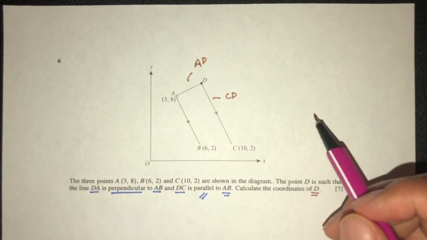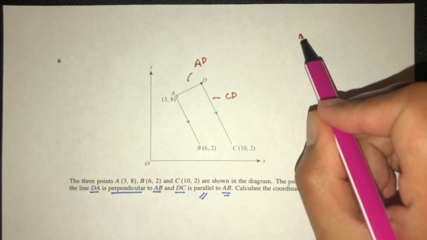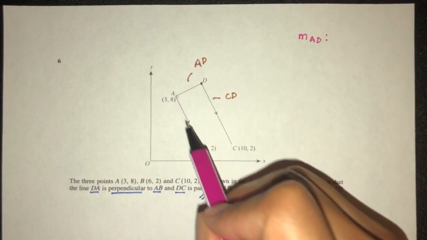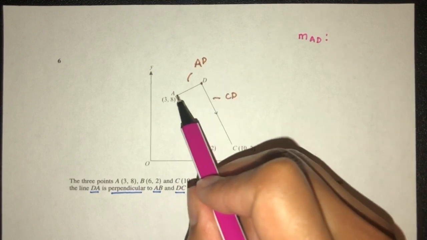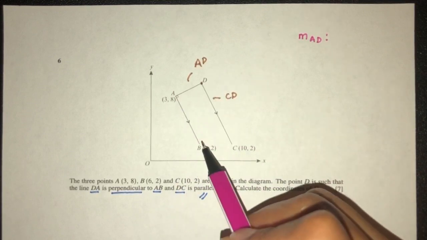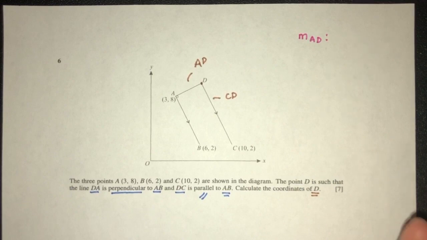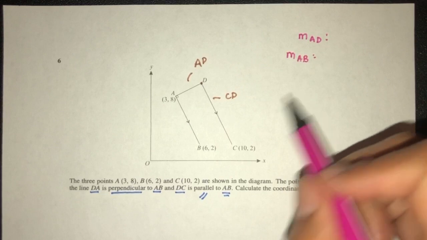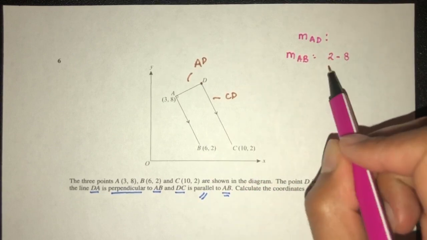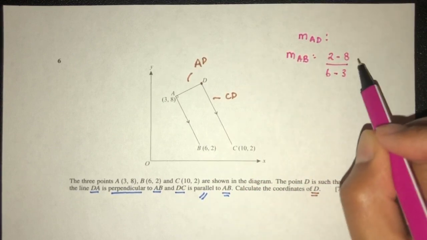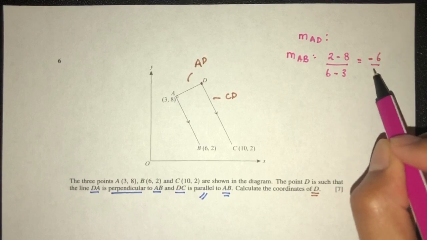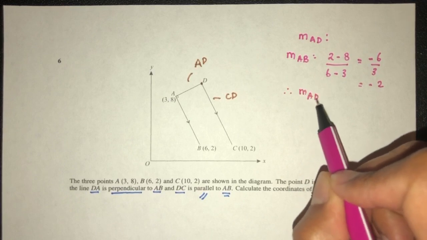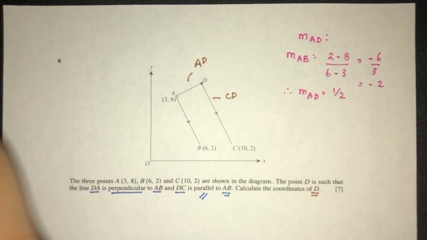So to find the equation of AD, obviously we must first find the gradient of AD. Because it is at 90 degrees to this line, we understand that we can first find the gradient of AB and then derive the gradient of AD. So let's find this. What is the gradient of AB? That will be y2 minus y1 over x2 minus x1. That will be minus 6 over 3. That should be minus 2. So finally, the gradient of AD should be the value of half.